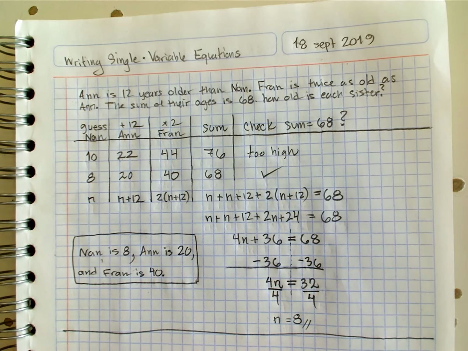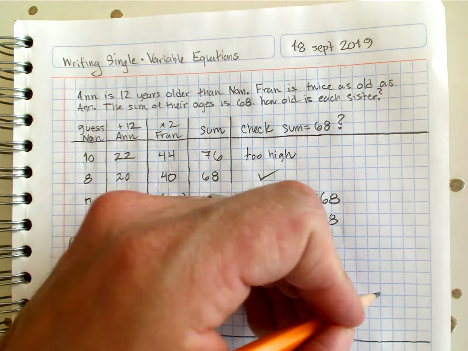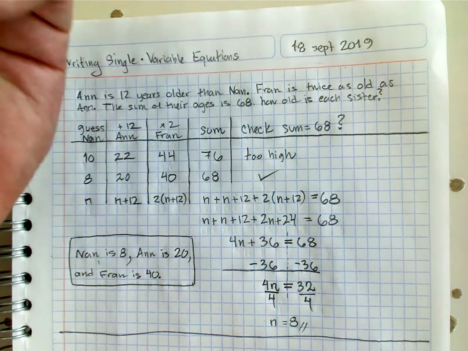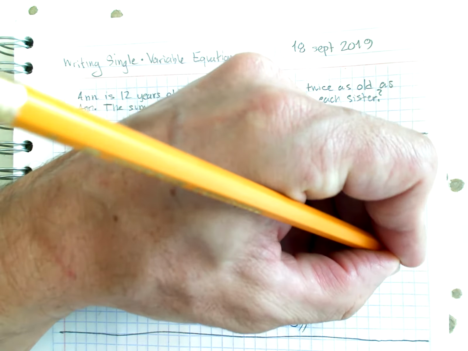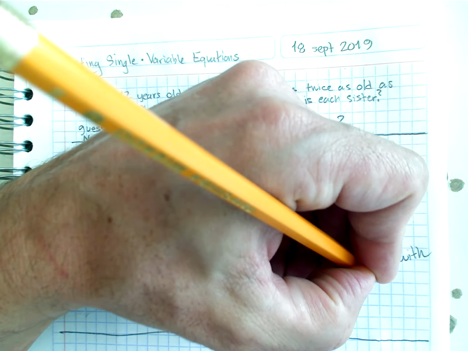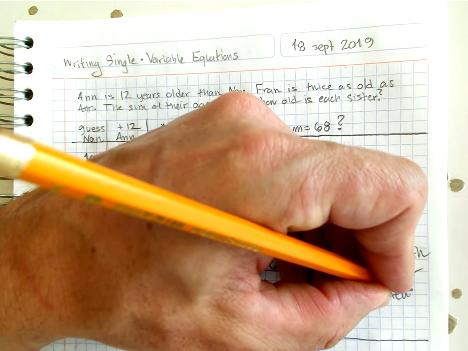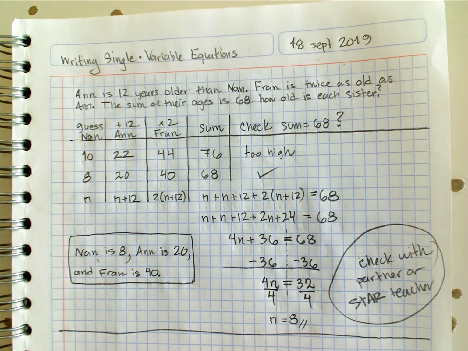But I just want to point out that in your problem journal, once you do a problem like this, if you're really comfortable with this, that's great, and you make a note of it in the margin. And if you struggled with this and you're not sure, then maybe you also want to make a note: check with partner or star teacher. You want to have some kind of reflection in your problem journal that you can go back to.